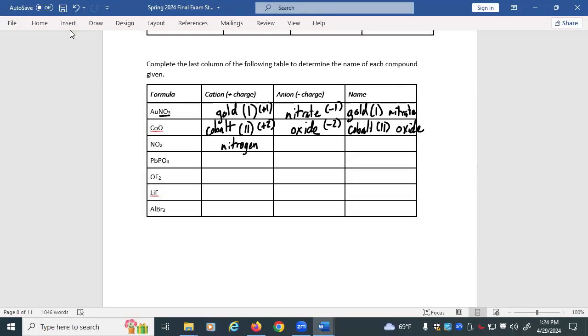The second element is oxygen. We have to give it the IDE treatment as well, so it's oxide. But there are 2 oxygens. What's the prefix for 2? Di. So put the prefix on there. Now I can put those together. Nitrogen dioxide would be the column.